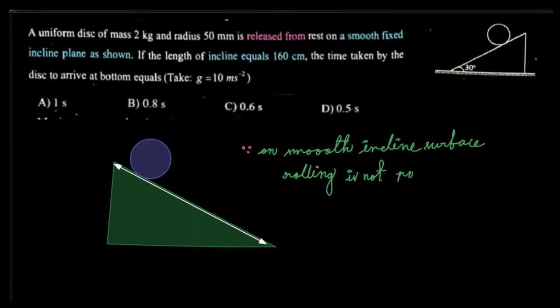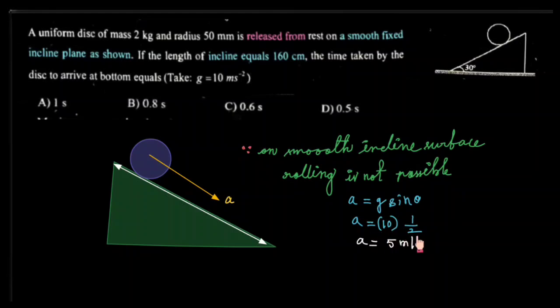So therefore it will have only translational acceleration. So the disc has only translational acceleration, right? It will have only translational acceleration like this, maybe a, and this a will be equal to g sine theta, right? And g is 10 here, and theta is given as 30, so sine theta is nothing but half. Therefore you get this acceleration as 5 meter per second square, so that was the acceleration of this disc.